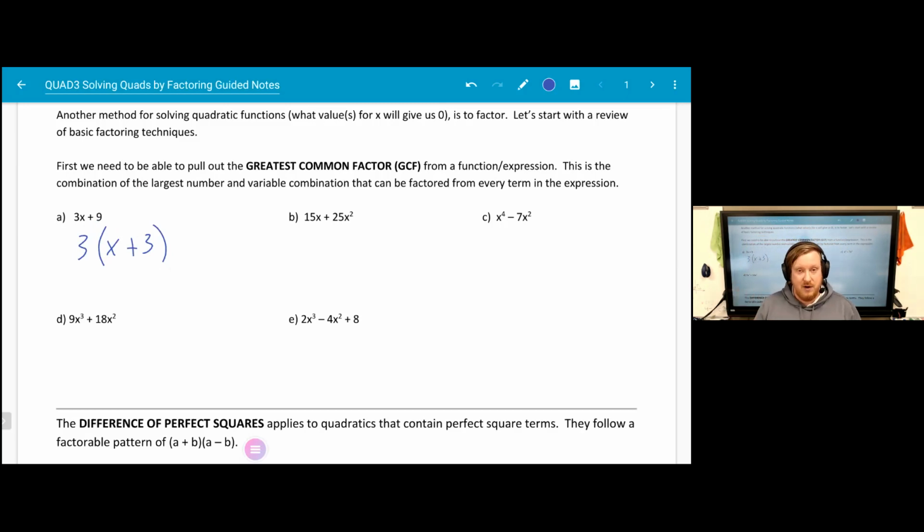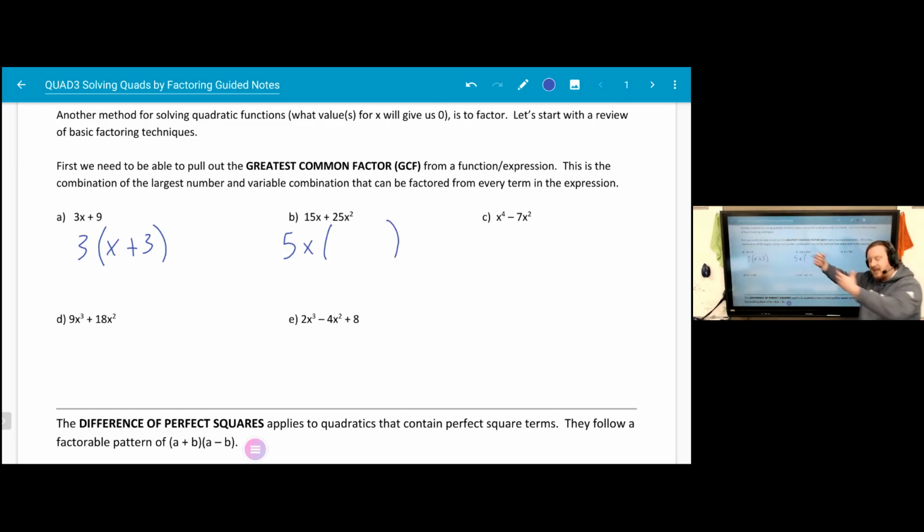Now, it doesn't just happen with coefficients. It could also be a variable. Look at number 2. I've got 15x plus 25x squared. Look at the coefficients. What's the greatest common factor between 15 and 25? Hopefully you said 5. I completely agree. I'm going to create some parentheses in here. And look at x and x squared. What's the greatest common factor between x and x squared? They both have at least one x in common. I can bring an x out front.